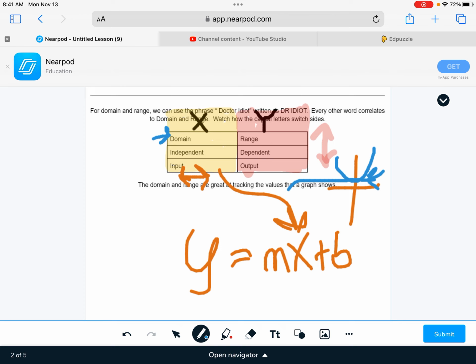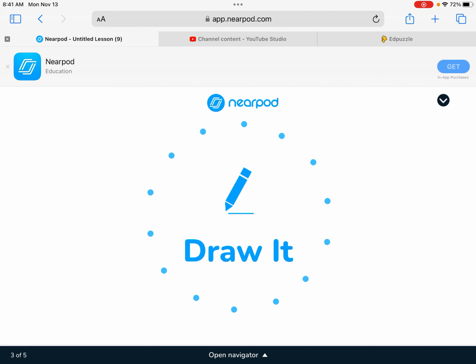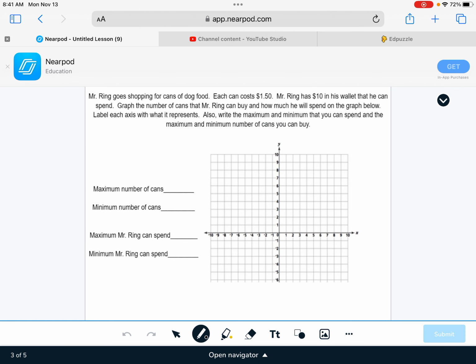Okay, so in order for us to better understand it, let's talk about it when it comes to a graph. Now on this graph right here, it says that Mr. Ring goes shopping for cans of dog food. Each can costs $1.50, and Mr. Ring has $10 in his wallet that he can spend. Graph the number of cans that Mr. Ring can buy and how much he will spend on the graph below. Label each axis with what it represents.